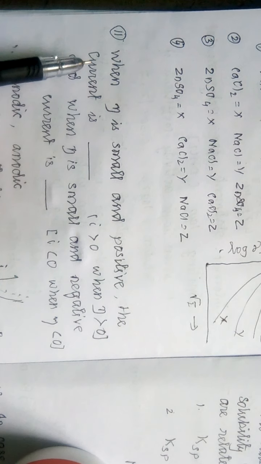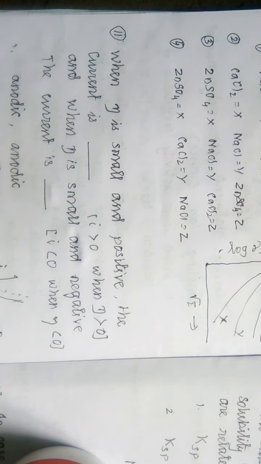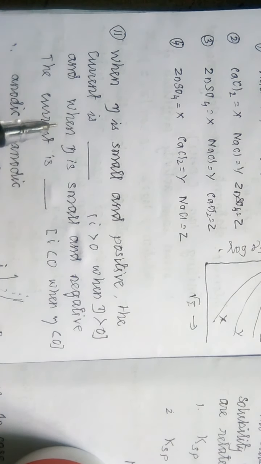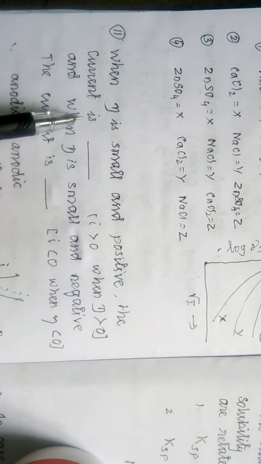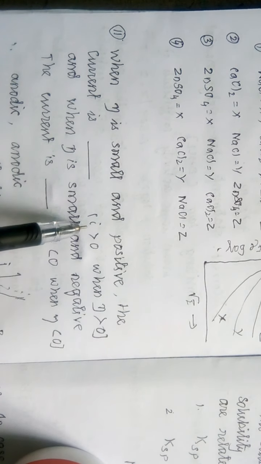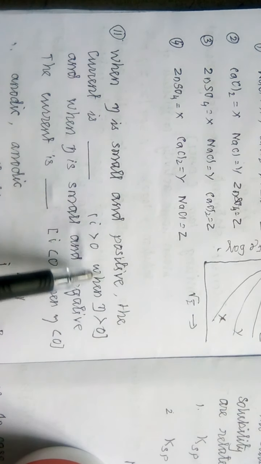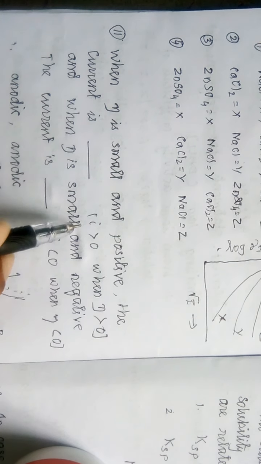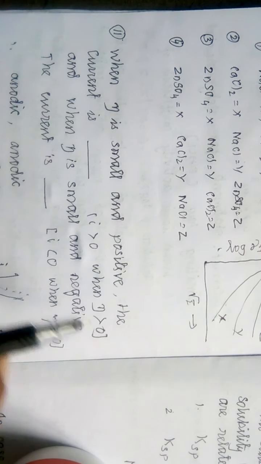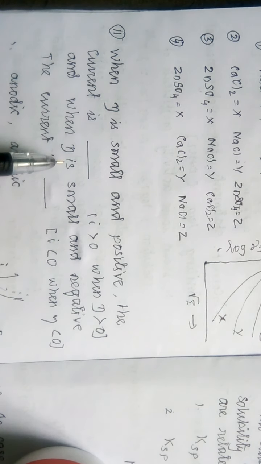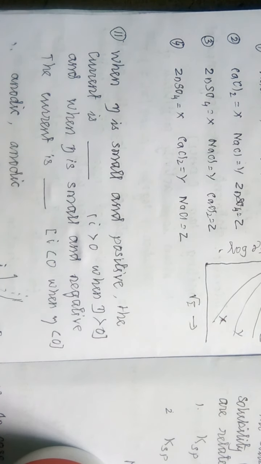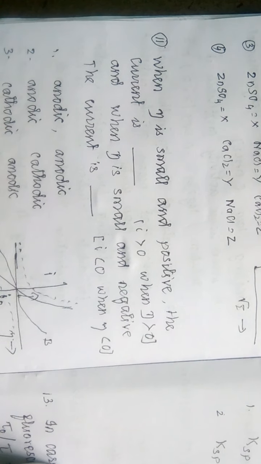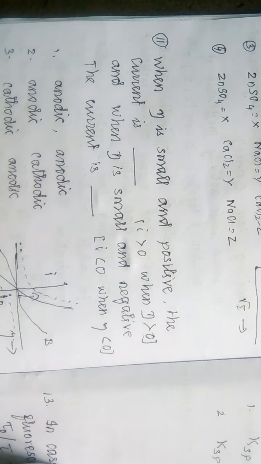This is eta, the overpotential. This is from the Polytechnic TRB exams. When eta is small and positive, the current is dash. I is the current density, eta is the overpotential. I is greater than 0 and eta is greater than 0. When eta is small and negative, the current is dash. I have taken this from the Puri, Sharma and Pathania book, but questions like this will be asked.